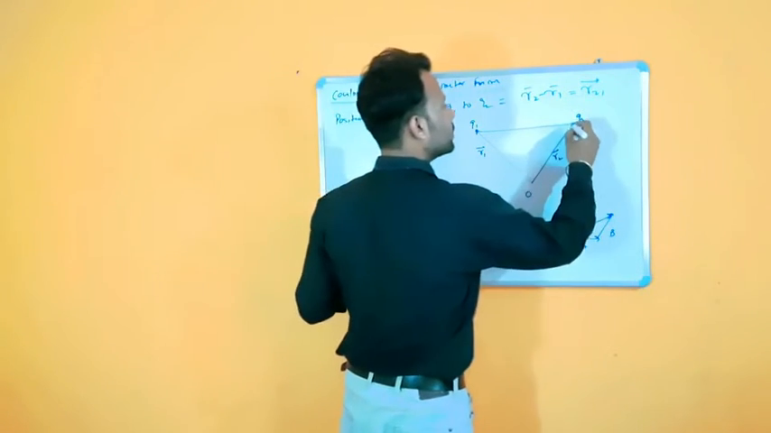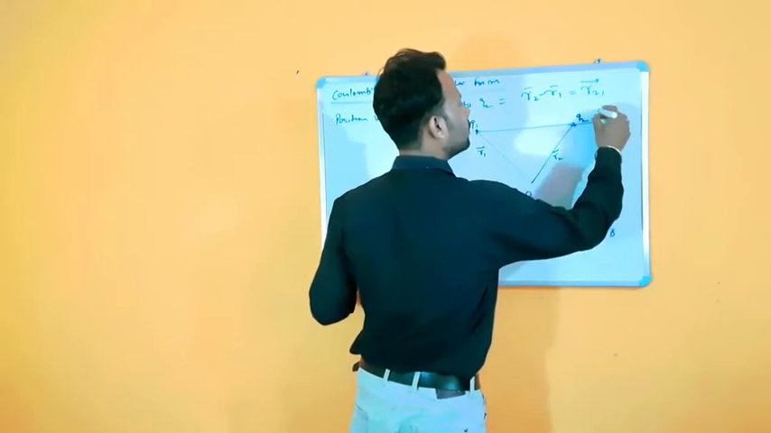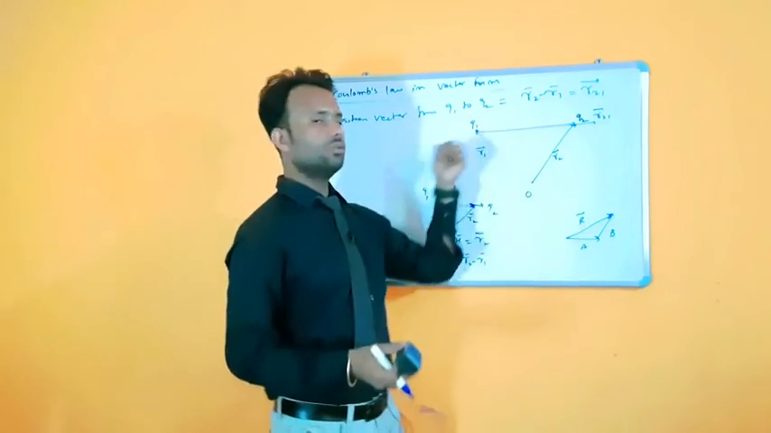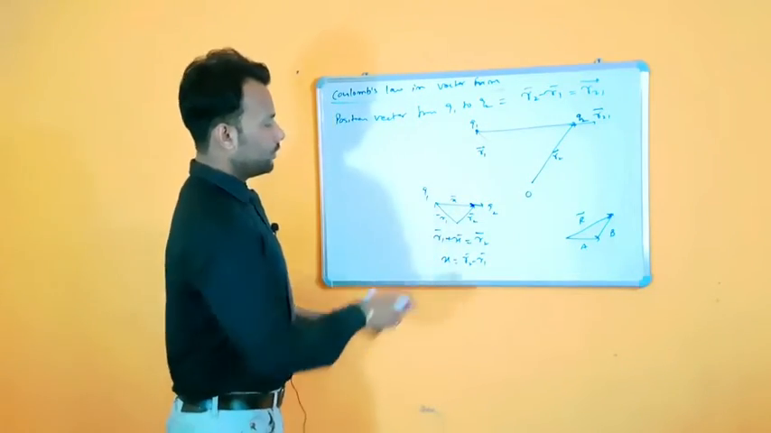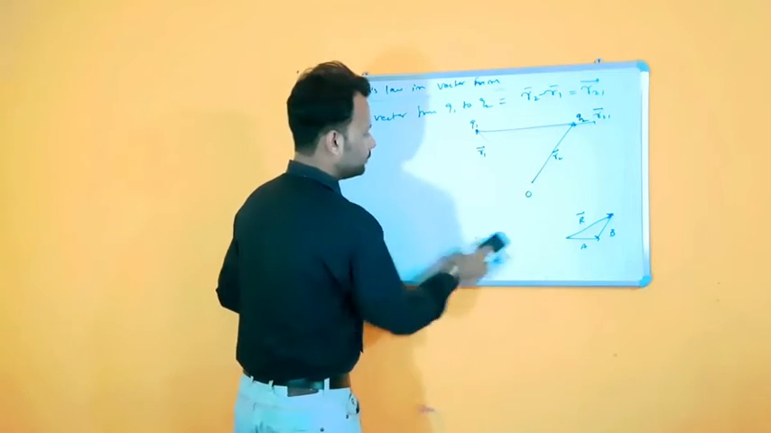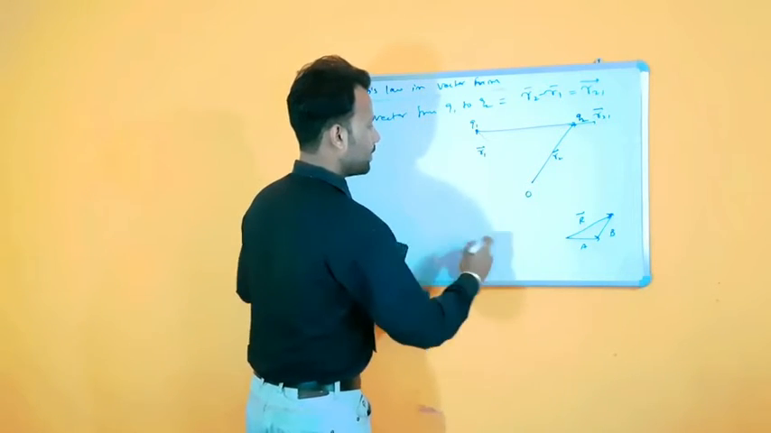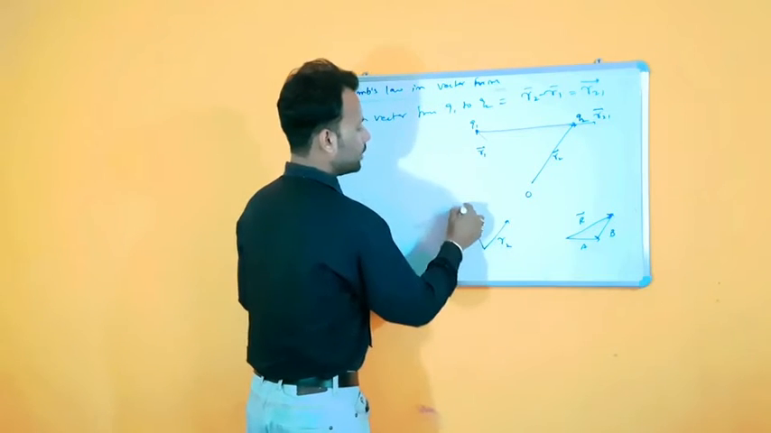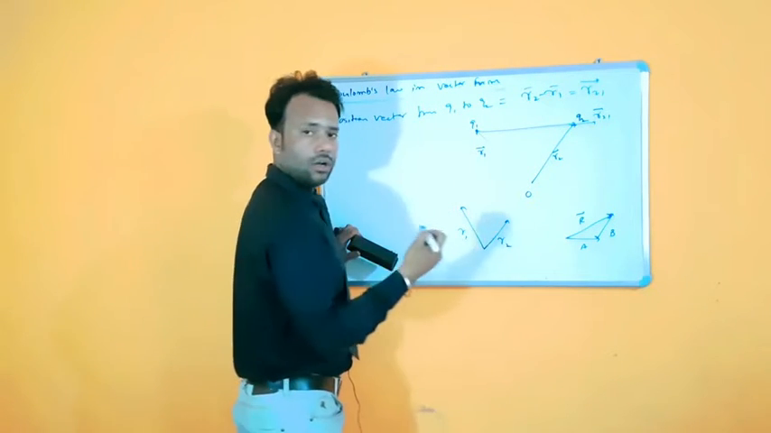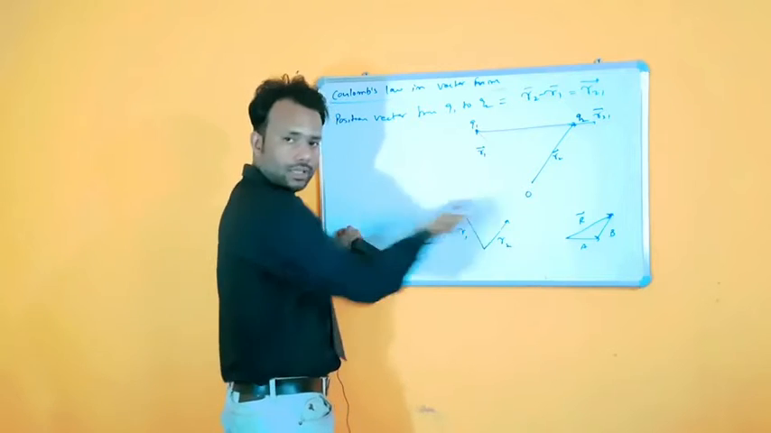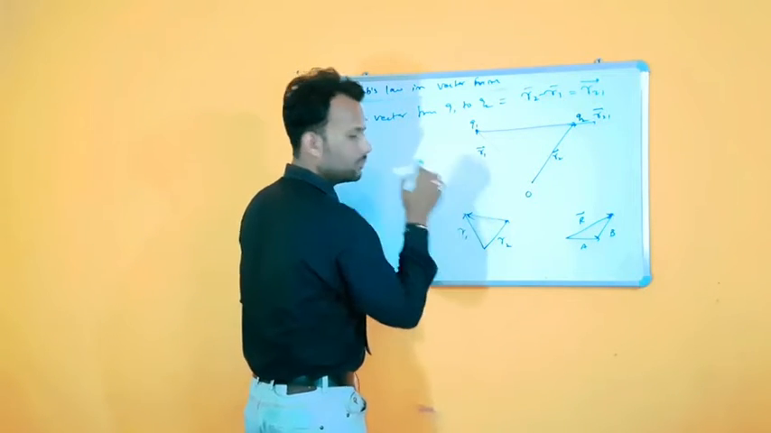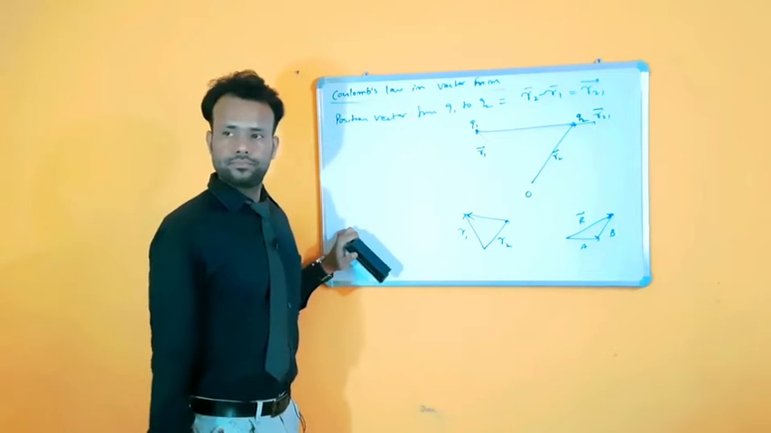So this side is r21, and similarly if you take the position vector from q2 to q1, now this diagram will become like this. This is r2, this is r1, and now it will be in this direction, like this.